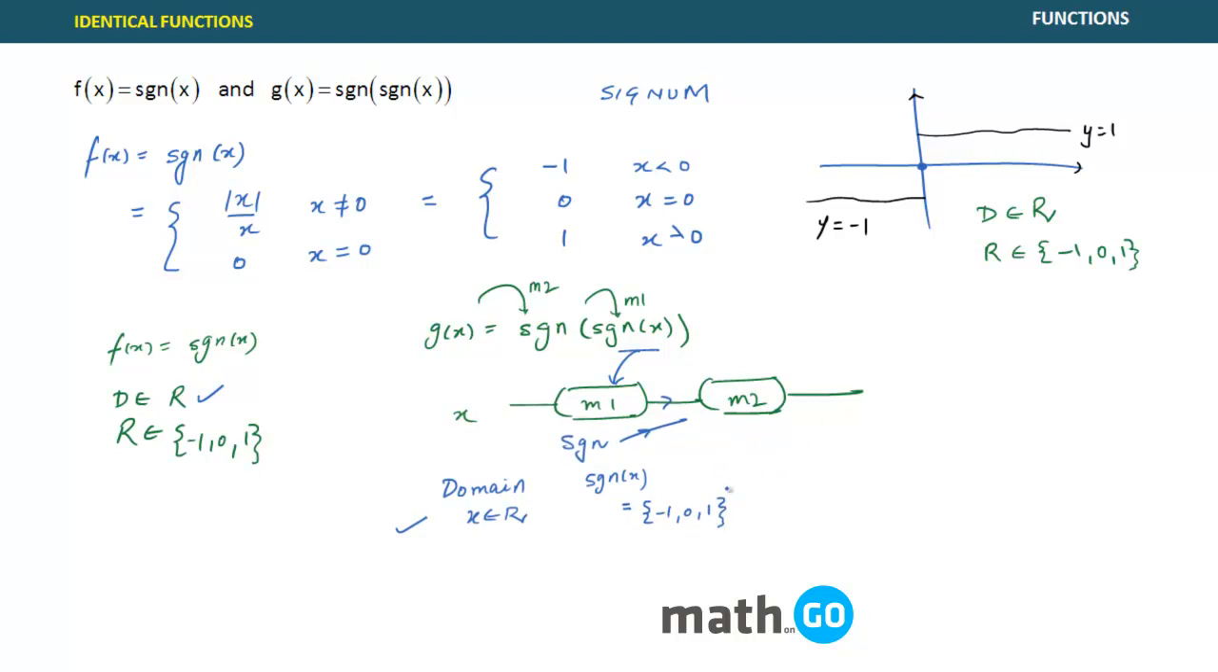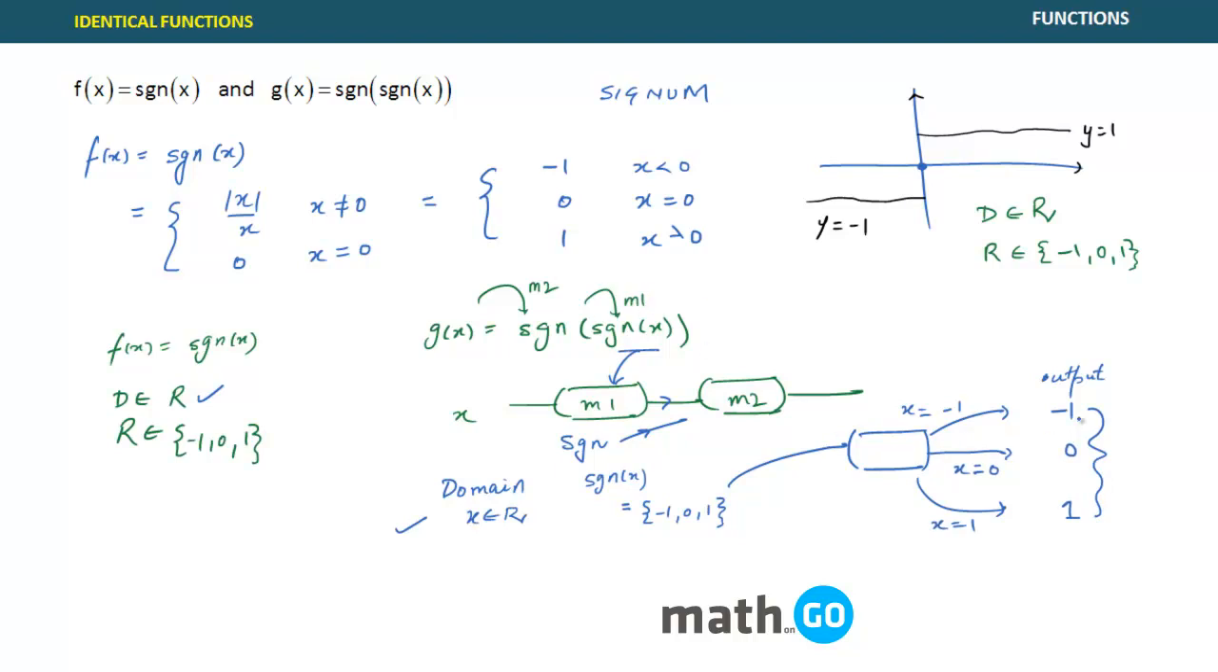So in the second machine you are actually entering either minus 1, 0 or 1. If minus 1 is the input, what will be the output? Just see the graph above. If you put x equal to minus 1, your answer would be minus 1. If you put x equal to 0 in the machine, you will get 0. And if you put x equal to 1, you will get 1. So these are the three answers you will get. This composite function, or very complicated machine, is also giving you three outputs, that is minus 1, 0 and 1. It was also taking domain x belonging to R, and our left hand function also had domain x belonging to R.